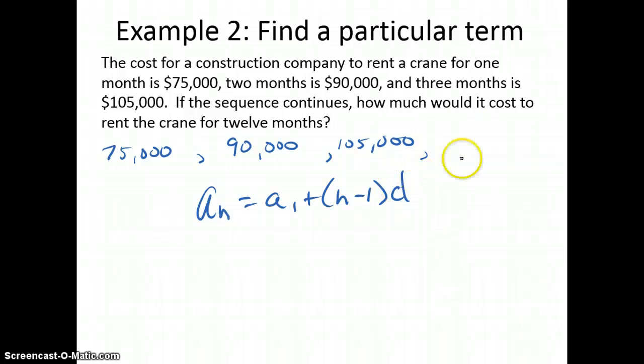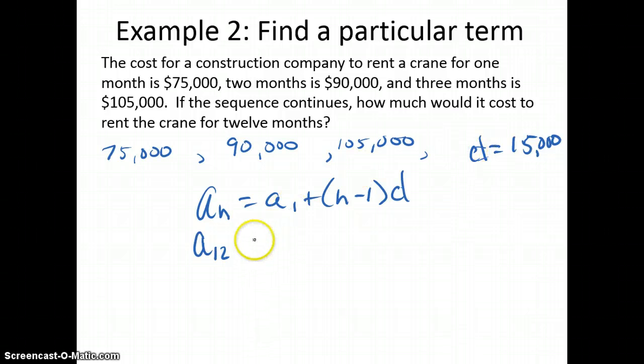Okay, so our common difference, D, is the difference between these. So it is $15,000. Okay, it's positive. If it was decreasing here, this would be negative, and we would definitely want to take a negative. But since it's increasing each time, this is going to be positive. So we know that D is 15,000. We're looking for A sub 12 because N was our position. We want the 12th position.